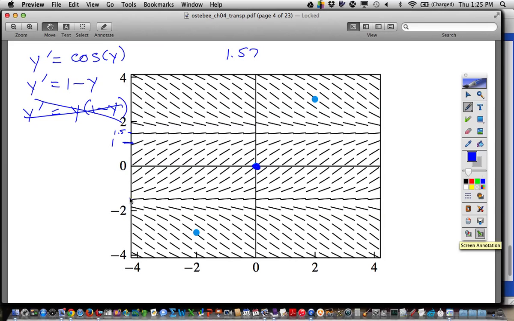And notice down here, when you'd have about negative 1.5, if you put negative 1.5 in for y, 1 minus negative 1.5 would be 1 plus 1.5, it'd be 2.5, definitely not. So it looks like this is the one. So that's how you do the matching, kind of a process of elimination.